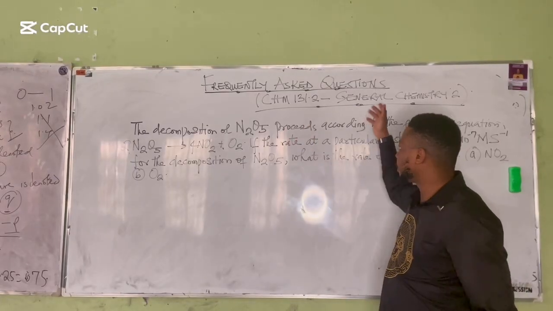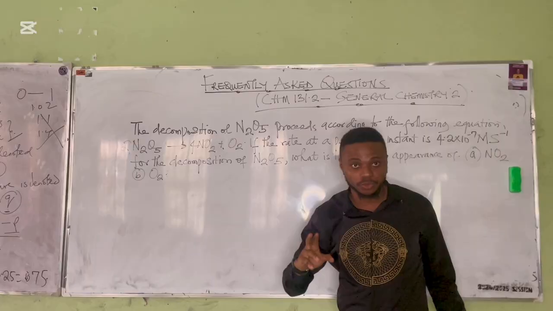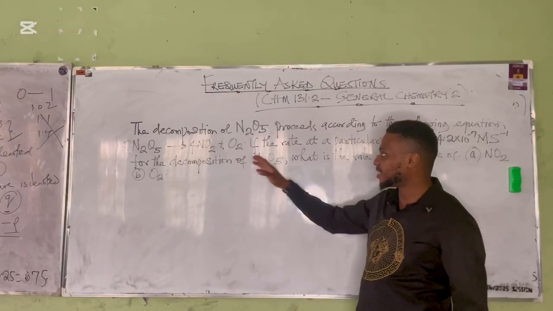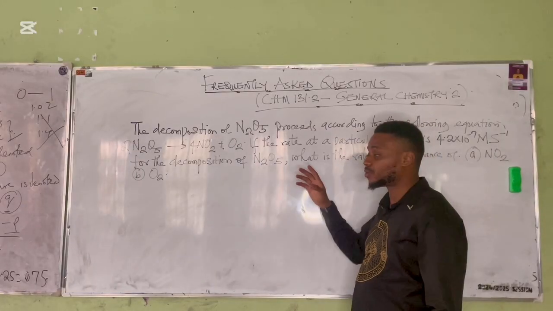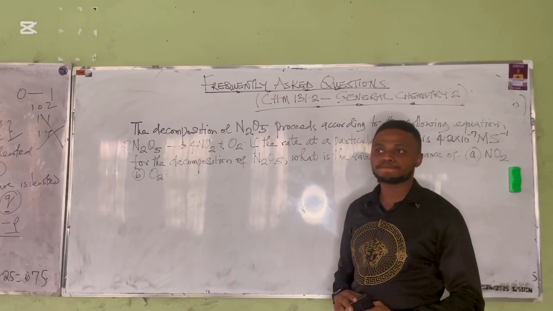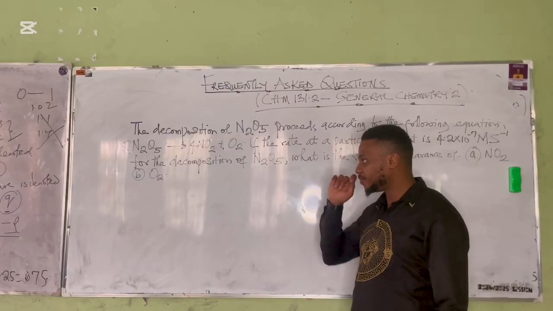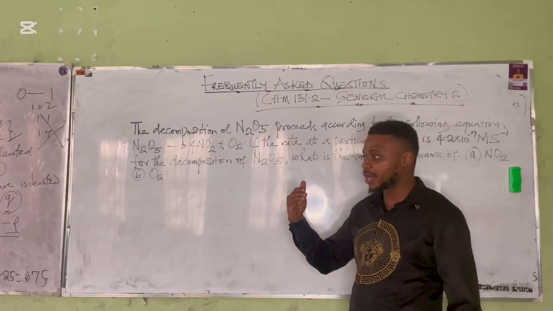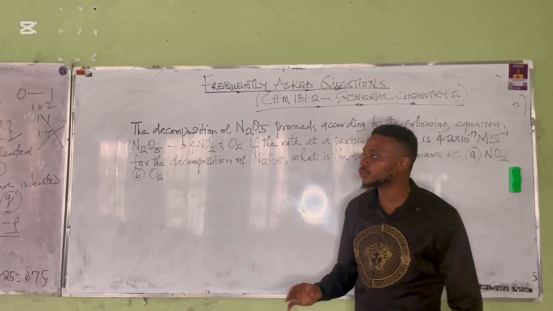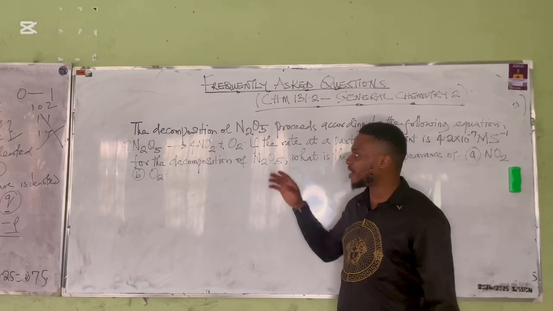So we're looking at frequently asked questions in Chem 131.2, which is General Chemistry 2. Alright, so we're starting with this first question. This first question is under chemical kinetics, and of course, chemical kinetics is the study of the rate of a chemical reaction, and the route at which a chemical reaction moves to form products is called, of course, reaction mechanism. Alright, so we have a question before us.